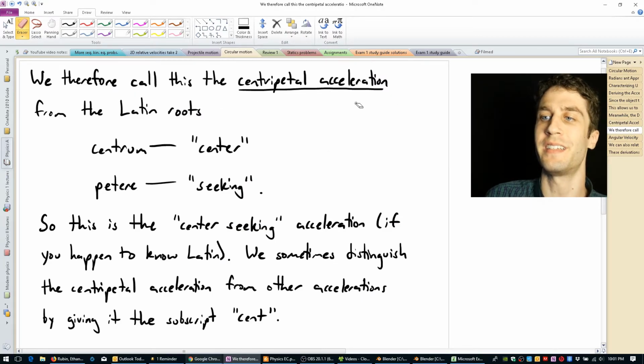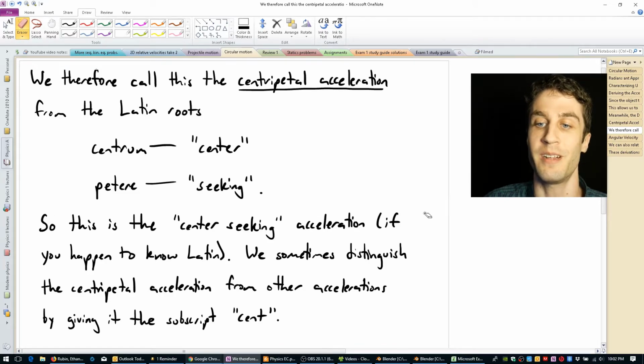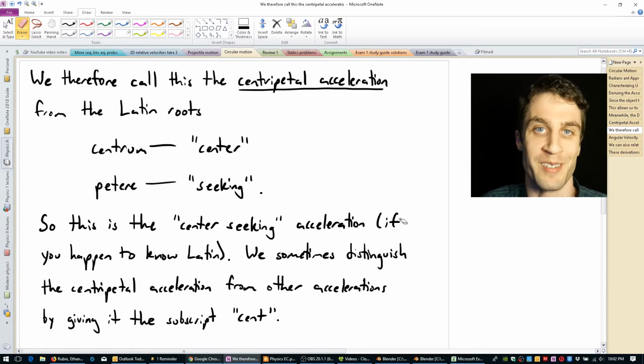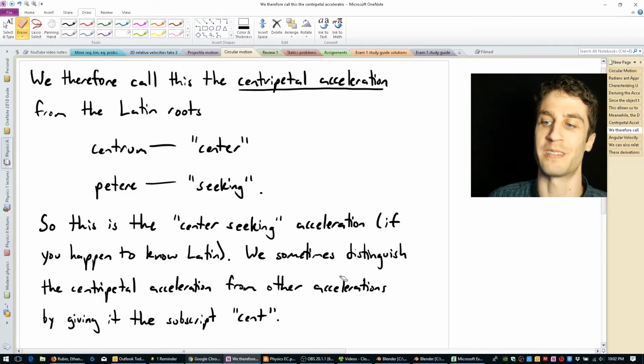We therefore call this the centripetal acceleration from the Latin roots. Centrum for center, so you should know centrum means center, that I think is obvious enough. And petere meaning seeking. That's probably not so obvious to you. Petere is where we get the root of certain words like impetus, petulant, I think compete, words like that. Okay, so petere means seeking. So this is the center seeking acceleration, if you happen to know Latin. We sometimes distinguish the centripetal acceleration from other accelerations by giving it the subscript cent.